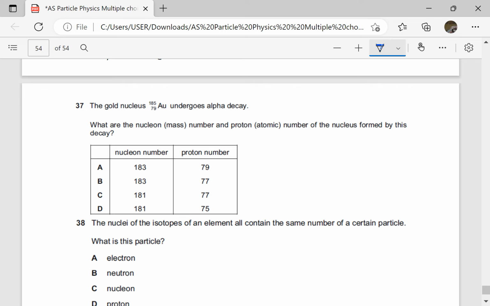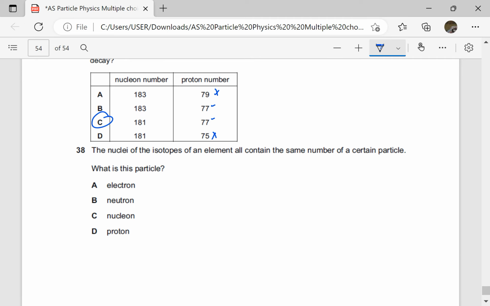The gold nucleus undergoes alpha decay. What are the nucleon number and proton number of the nucleus formed by this decay? Proton number reduces by 2. So that is 77. So we have these two. We eliminate this one and this one. Then we want the nucleon number. Because it emits an alpha particle, nucleon number reduces by 4. So that will be 181. The answer will be C.